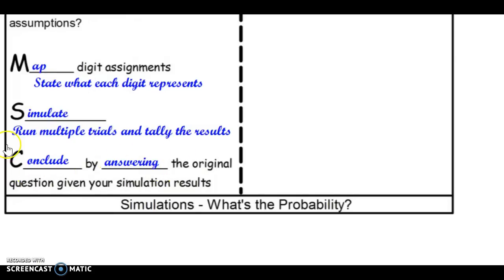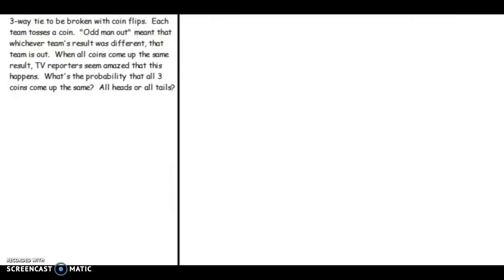And finally, we get to the C here, which says conclude by answering the original question given your simulated results. All right, so now let's get to our example. It says a three-way tie to be broken with coin flips. Each team tosses a coin. The odd man out means that whichever team's result was different, that team is out. When all coins come up the same result, TV reporters seem amazed that this happens. What's the probability that all three coins come up the same, all heads or all tails?